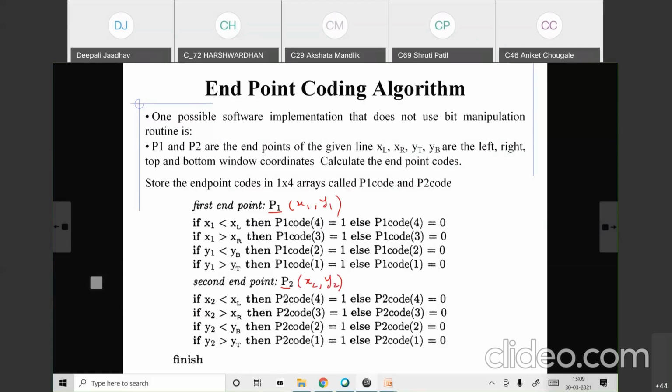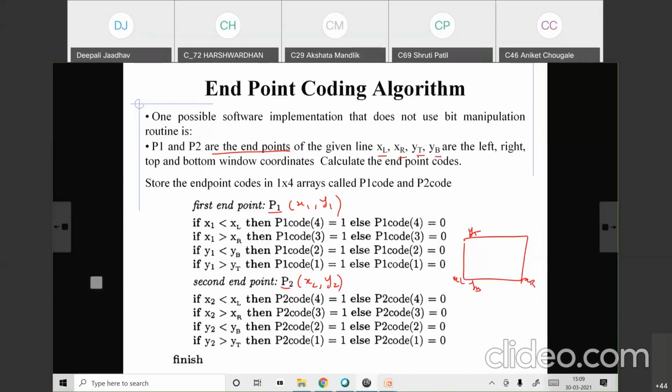P1 and P2 are the two endpoints of the given line. XL, XR, YT, YB are the left, right, top, bottom. XL, XR, YB and YT are the left, right, bottom and top of the window coordinates. Then we calculate the endpoints.